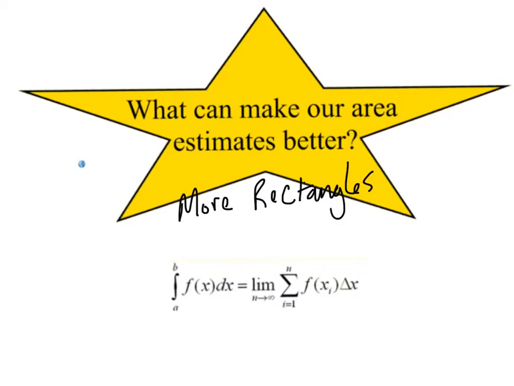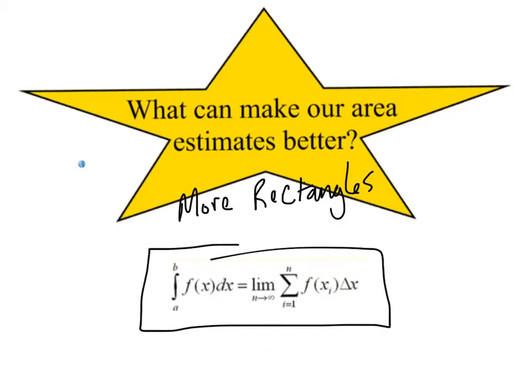What can we do? Now I'm going to introduce some notation. You see this down here. This is what's called an integral. It looks kind of like a stretched out S. And let me just explain this. More rectangles, of course, the beauty is, what if we could have an infinite number of rectangles? So this represents this sum.